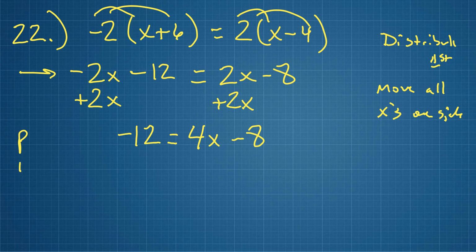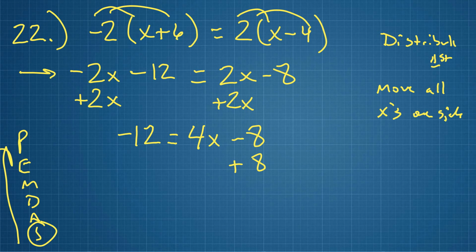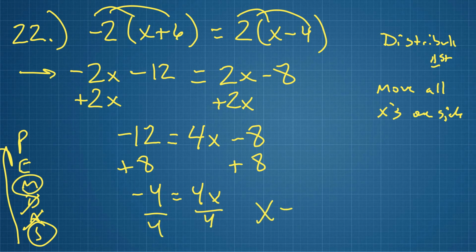Now that I'm down to one variable, I just do PEMDAS in reverse. There's subtraction. That's why I add 8 to both sides. I get negative 4 equals 4x. Now there is no addition. There is no division. I have multiplication. That's why I divide by 4, divide by 4. I get x equals negative 1. Final answer.